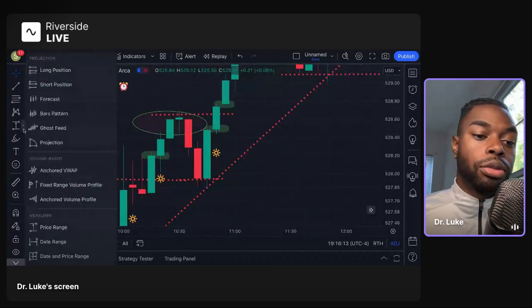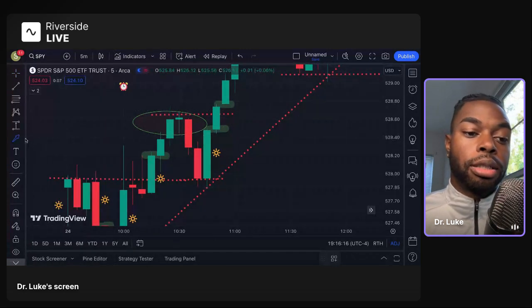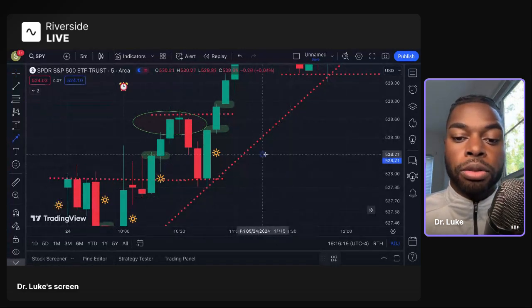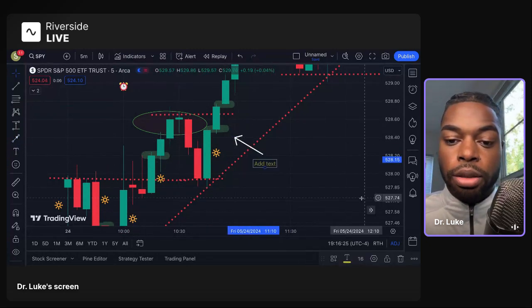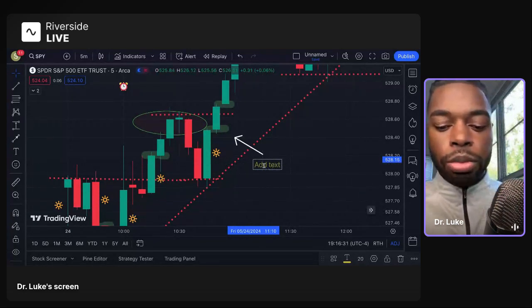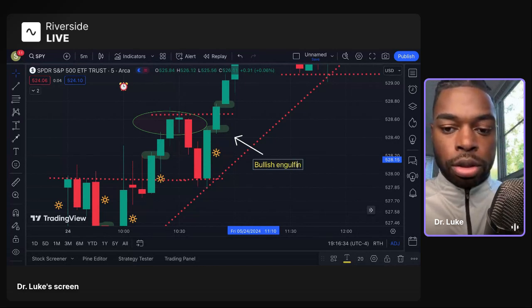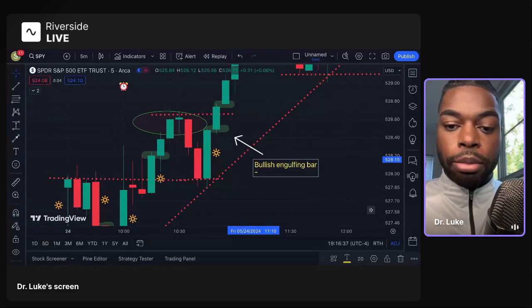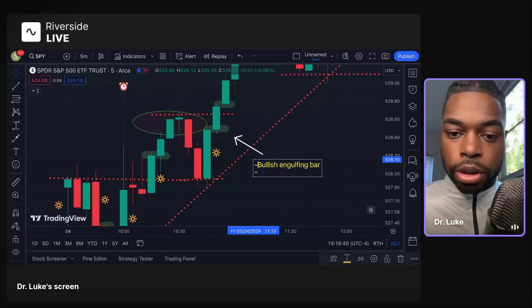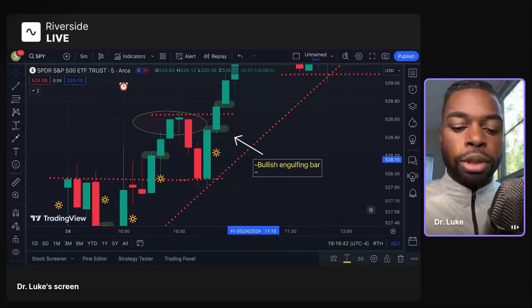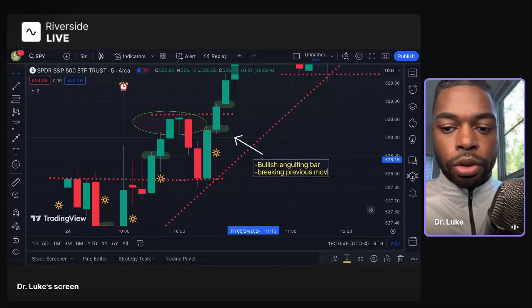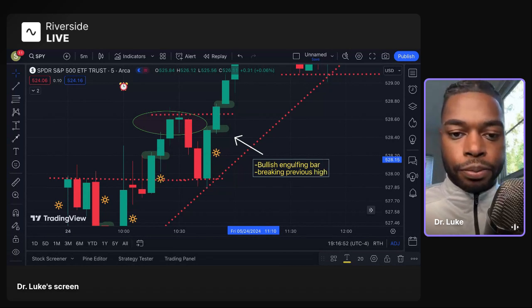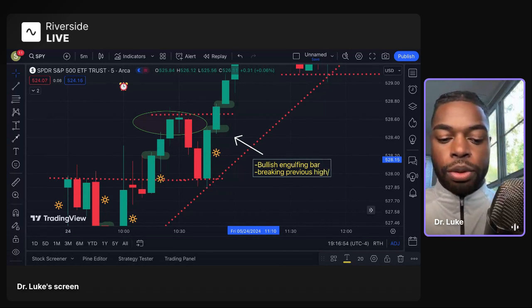And then the next thing that you'll want to do is start writing your text boxes. So just like I was saying, whatever I was saying, I'll put it into these text boxes. And the way that'll look is it'll be just like this. Let me make this a little bit bigger. I'll do bullish engulfing bar, and then I kind of put in bullet points. Bullish engulfing, breaking previous move or previous high / resistance.